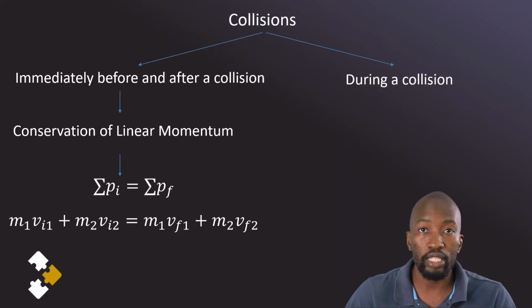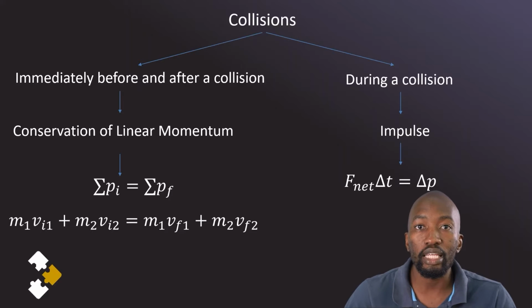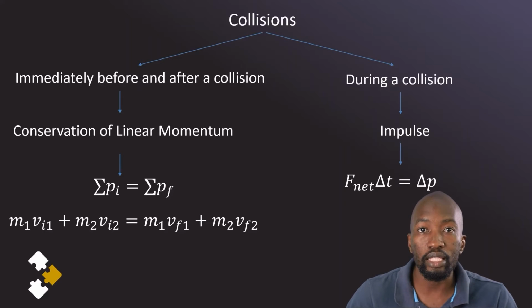Now there's some stuff that is happening during a collision as well, and we need to take into account what? Impulse. And impulse is what? Given by this formula: F net delta T is equal to delta P, that is the change in momentum. That is impulse.